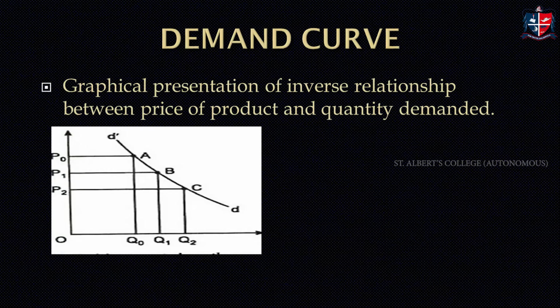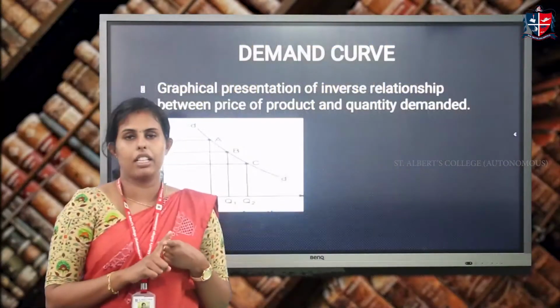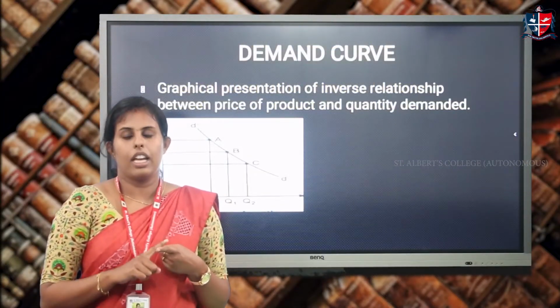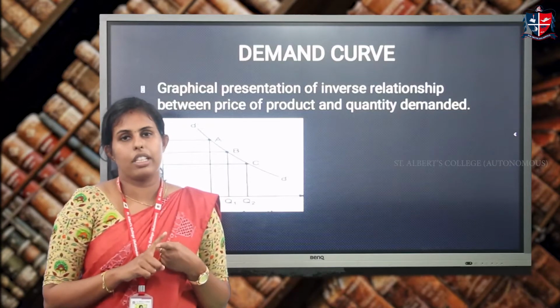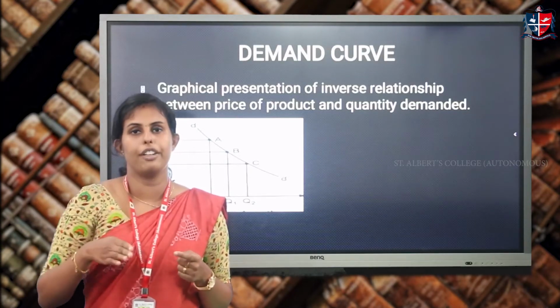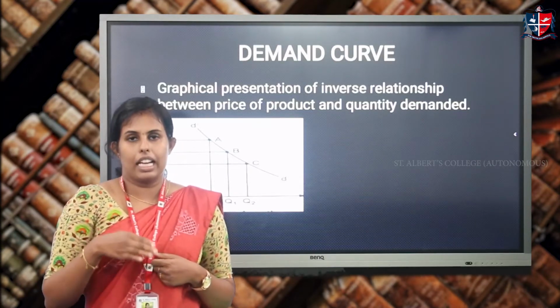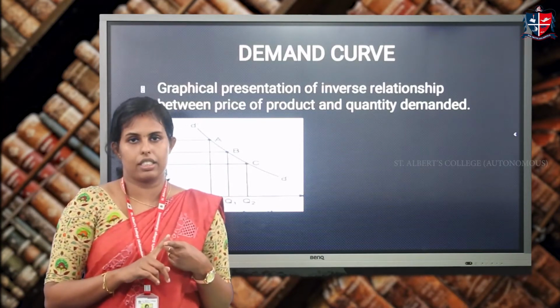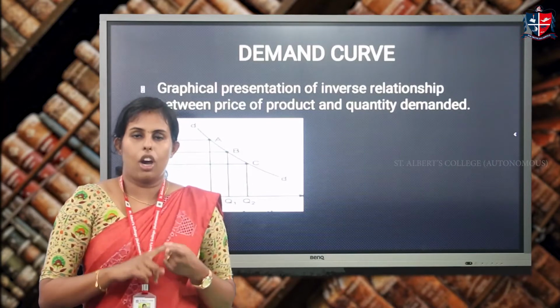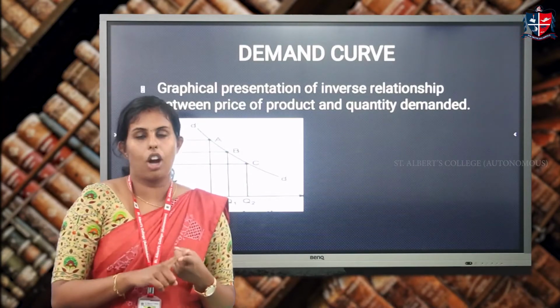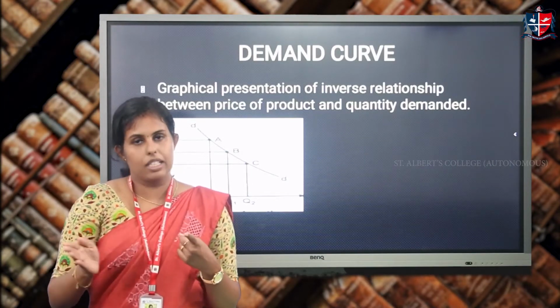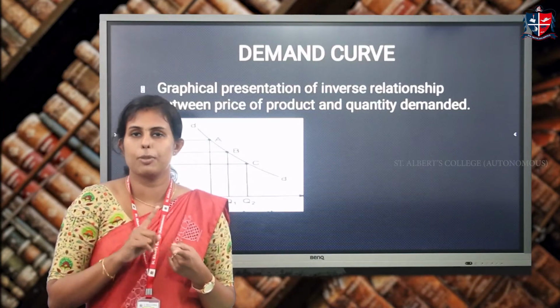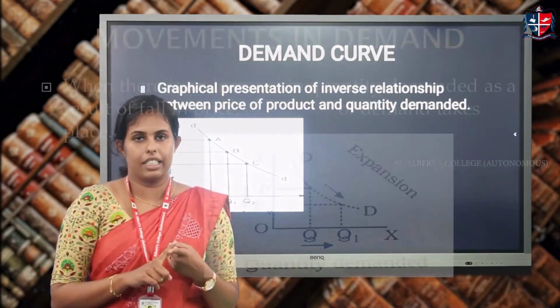The demand curve is of two types, that is, the linear demand curve and the non-linear demand curve. A linear demand curve is a straight line sloping downward from left to right. That is, the quantity demanded is proportional to the price of the product. Similarly, when the quantity demanded is not proportional to the price of the product, the curve that is formed is a non-linear demand curve.